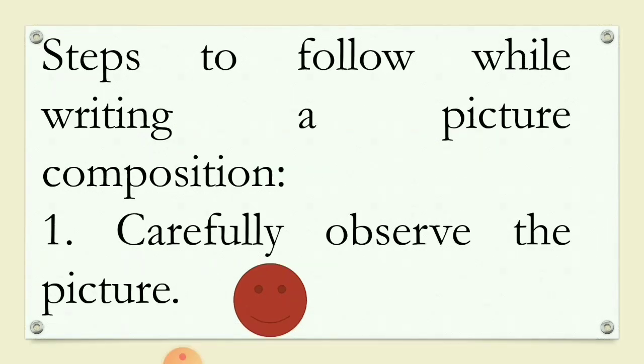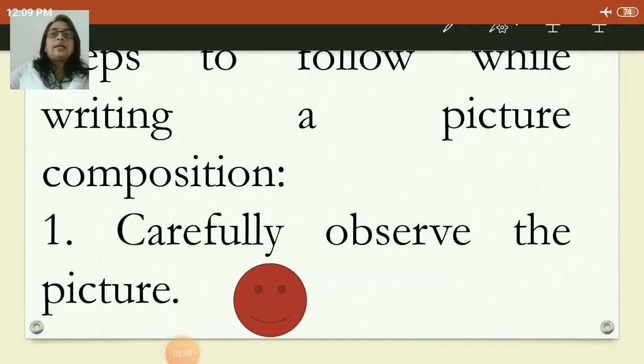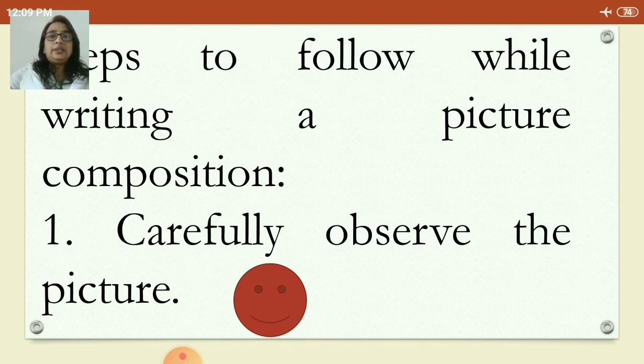Now there are certain steps we have to follow while writing a picture composition. Now which are those steps? Let's see. First step is carefully observe the picture. Okay, unless and until we observe the picture carefully, it will not be possible for us to write the composition, isn't it? So whichever picture is given to you, the first thing we are going to do is observe it carefully.